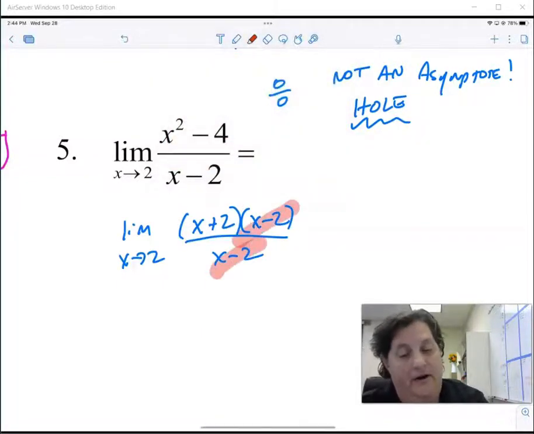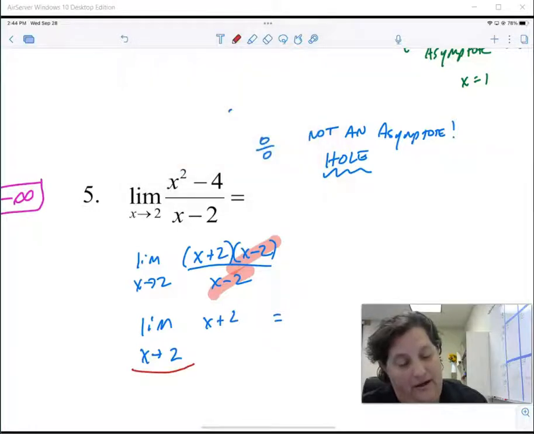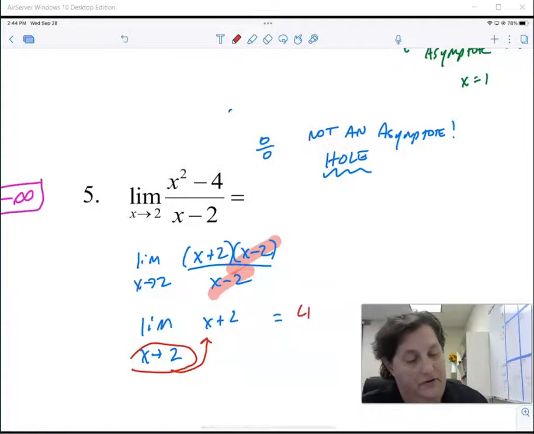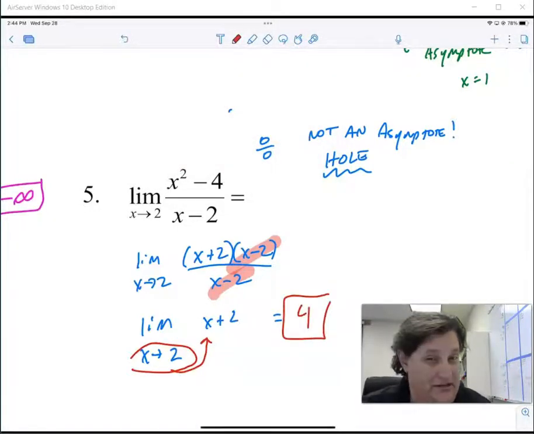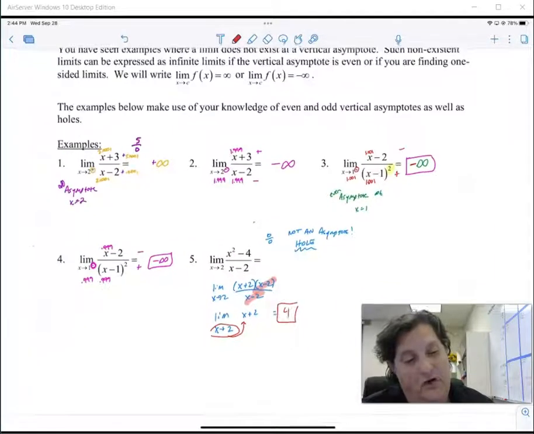And cancel. And I got rid of the hole right there. So now I have the limit as x approaches 2 of x plus 2. And now when I evaluate it, 2 plus 2 is 4. So that's not an asymptote question. That's actually a hole in the graph. All right? So hopefully that makes sense.